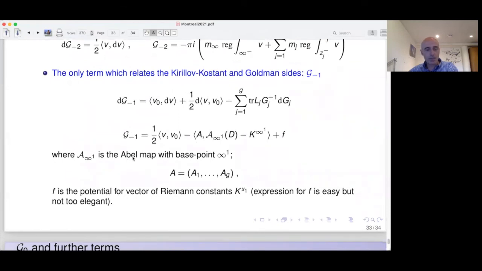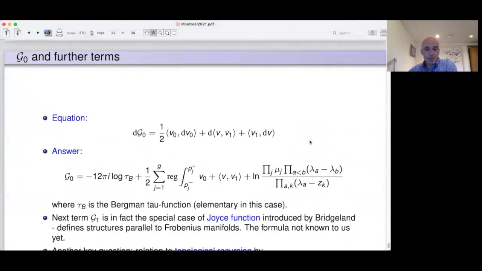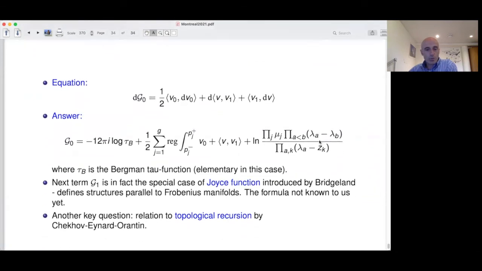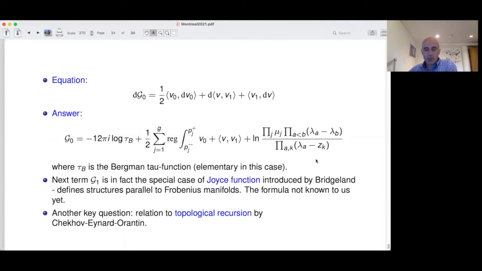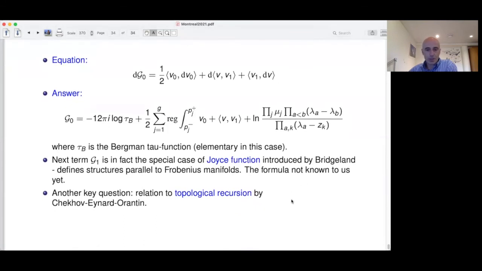In particular, this G-1 term is the only term where the monodromy side is talking to the coefficient side. And in particular, it involves the antiderivative of the vector of Riemann constants on the moduli space, right? And here I am summarizing some answers just to give you an idea of what's going on. There are various regularized integrals of V's. And we suspect that there should be a lot of interesting structure around these objects. In particular, there should be a clear link to the topological recursion.